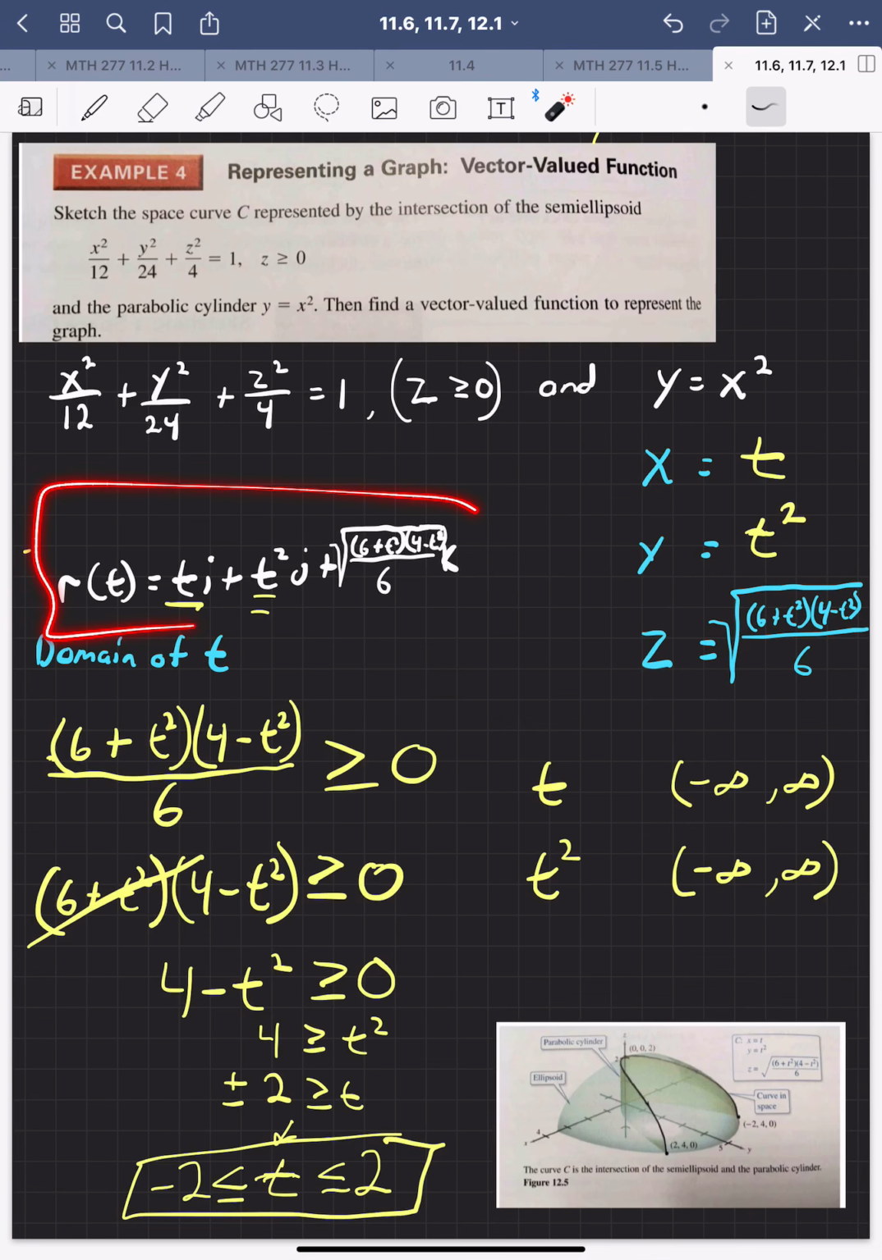So here's the vector valued function for your customer, and the customer turns to you and says, what are the restrictions on t? Now you tell the customer t is between -2 and +2, and you're all done.